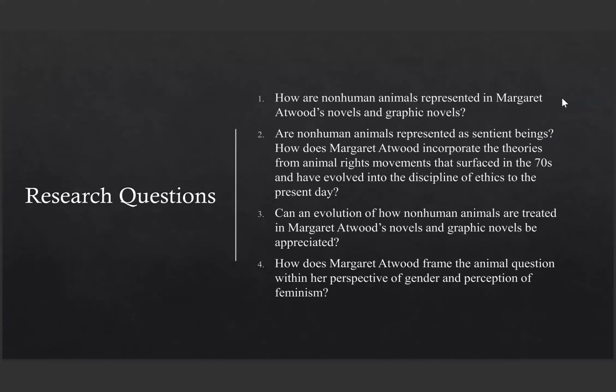So these are the questions that I'm going to be asking of the novels. We have how they're represented, whether they're represented as sentient beings, and whether she does in fact incorporate the animal rights movement of the 70s. Can we see a progression in how she reflects them in her novels? And how does she frame the animal question with her perspective of gender and feminism?